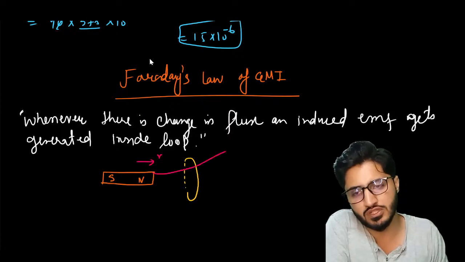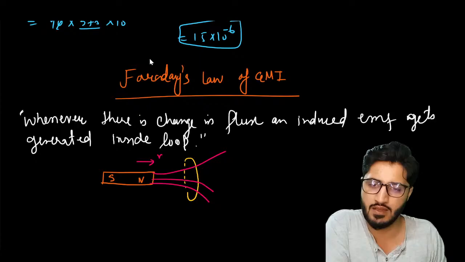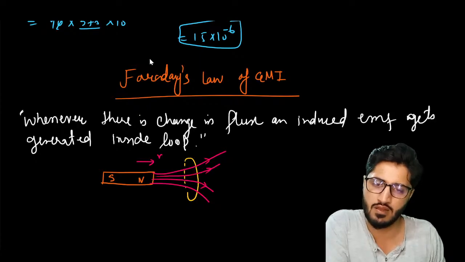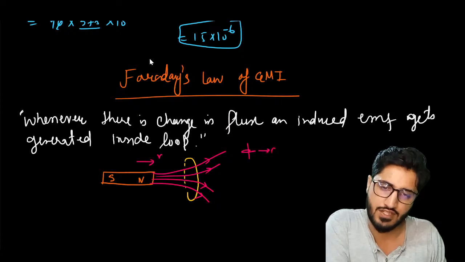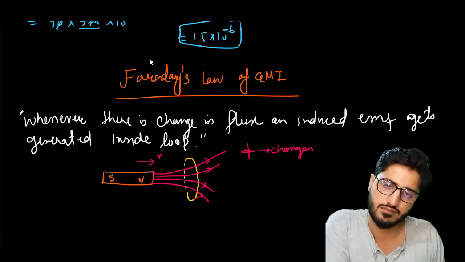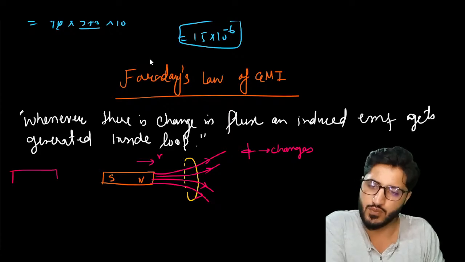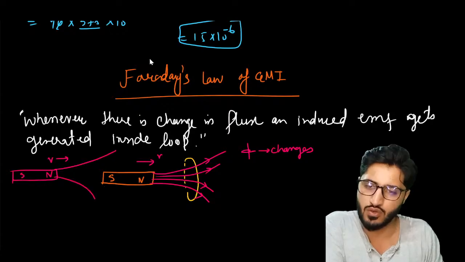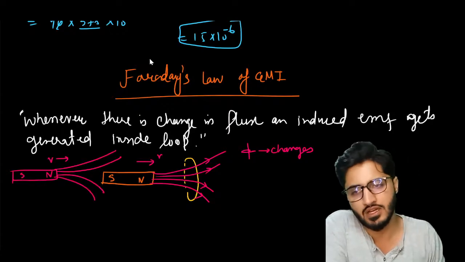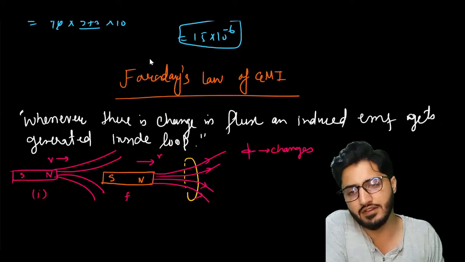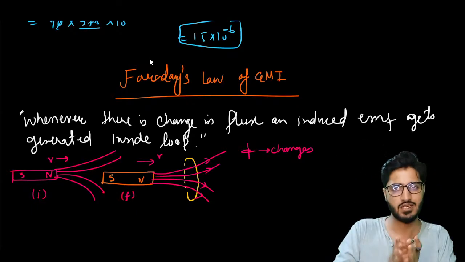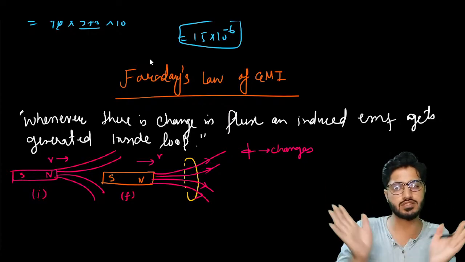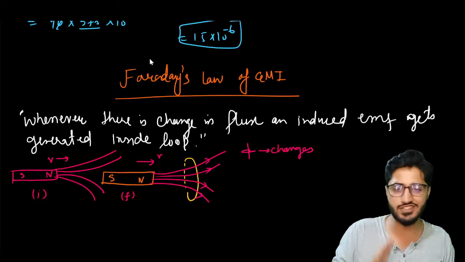So what happens to this one? You can see now these lines, that is flux, changes. How, sir? Initially it was here, so you can see no flux. Then finally it is here. It is changing now. Look, it is changing. The number of lines getting through the surface is increasing. That means flux is changing.